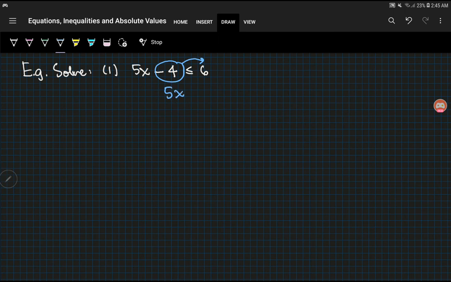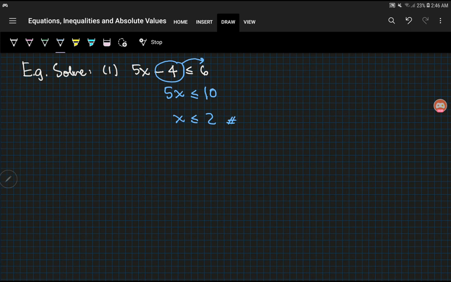Okay, what we will have here is 5x less than or equal to 6 plus 4, which is 10. And then we have x. So now we can divide both sides by 5, so that the left hand side will have x. So 5x divided by 5 equals x. And on the right hand side, 10 divided by 5 is equal to 2. So now our answer is x less than or equal to 2. That will satisfy this inequality.